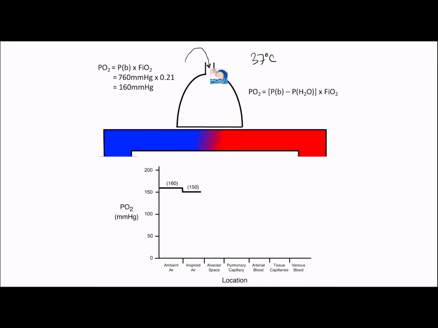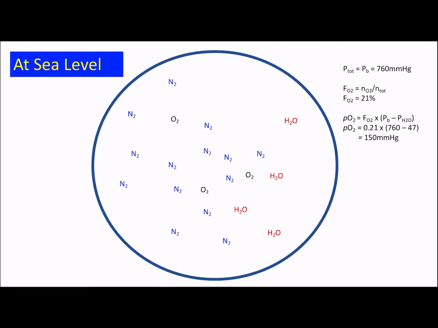And physiologists correct it by subtracting 47 millimeters of mercury from the barometric pressure, because that's the water vapor pressure at 37 degrees Celsius. And that means that the partial pressure of inspired oxygen is 150 millimeters of mercury. To express it a different way, you can see that the water vapor is now taking space, and so the remaining oxygen occupies a lot less pressure, and we need to account for that as such.